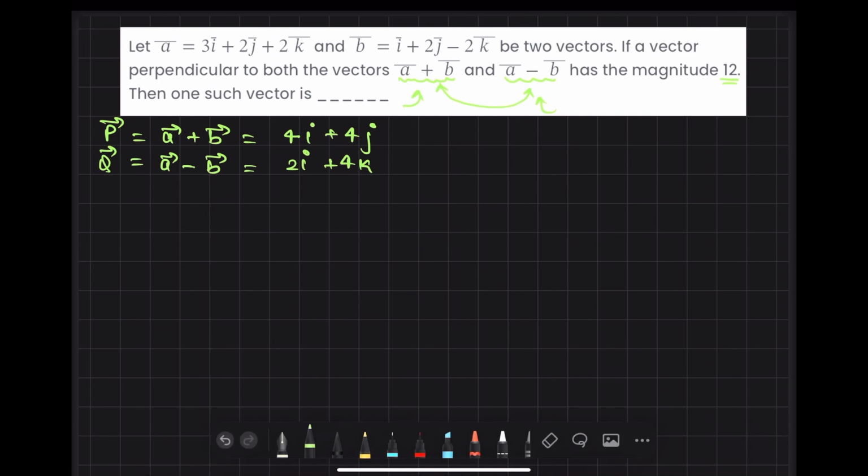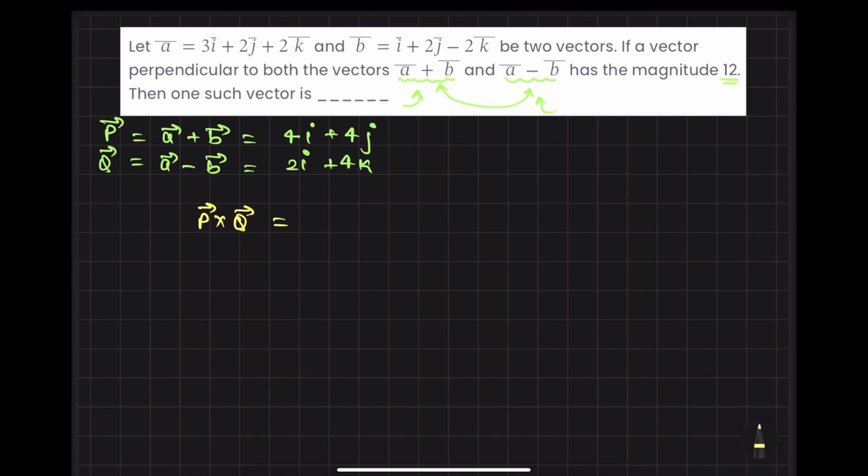Now what do you need? You need a vector perpendicular to both the vectors P and Q. So can I say that we need a vector perpendicular to the plane containing vector A and vector B? Correct? And you also know that if you need a vector perpendicular to the plane containing vector A and vector B, we should go with cross product. Correct? So can I go with P cross Q vector?